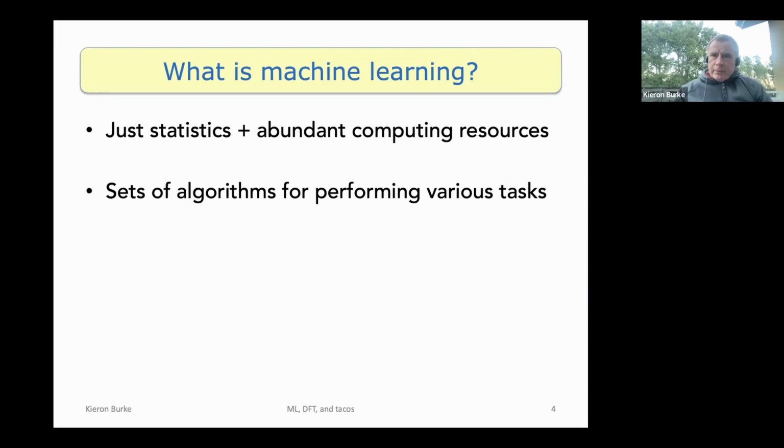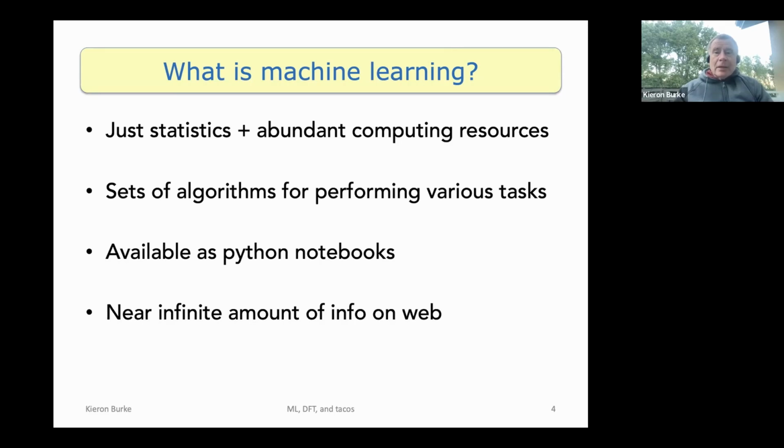So it's really just sets of algorithms for performing various tasks, and underlying them are theories of statistical learning that help you optimize the output of doing those tasks. A lot of the stuff you need is available as Python notebooks, so pretty much anyone, anywhere can get into doing this machine learning. There's a near infinite amount of information on the web to teach yourself, but actually this is a problem now because these different sources don't necessarily agree on terminology and all sorts of things, and so it's hard to get a consistent picture, especially if your background is in physical sciences.